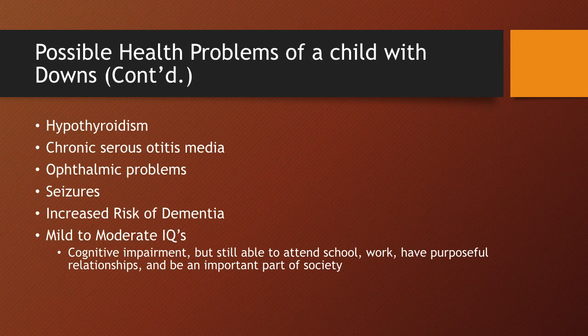Cognitive impairment is always a factor with people with Down syndrome, but they are still able to attend school, work, have purposeful relationships, and be an important part of society.